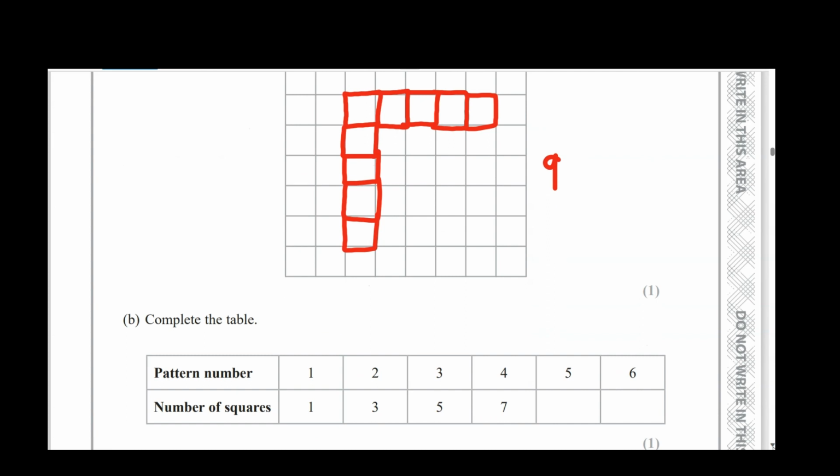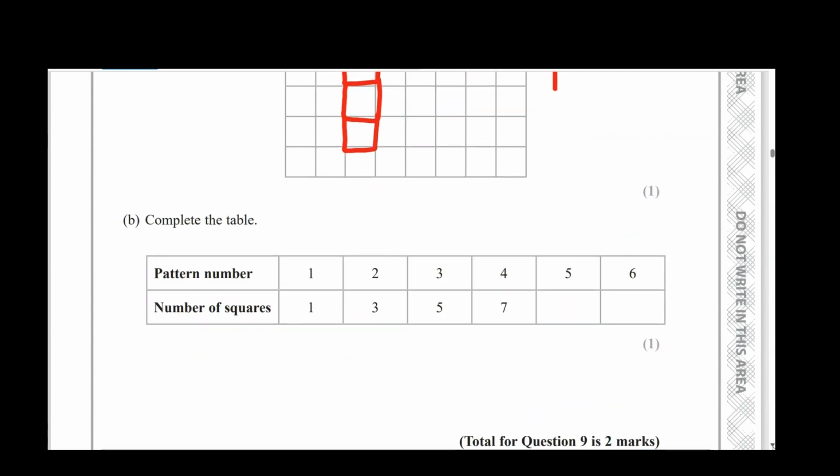So complete the table. Okay, so we already figured this out kind of when we were drawing it. So we said the first pattern has 1, next pattern has 3, next pattern has 5, next pattern has 7. And then if you didn't know this, you could just count on what you've drawn on number 5, but we knew it's 9. And then the next thing, so 5, 7, 9, next is going to be 11.